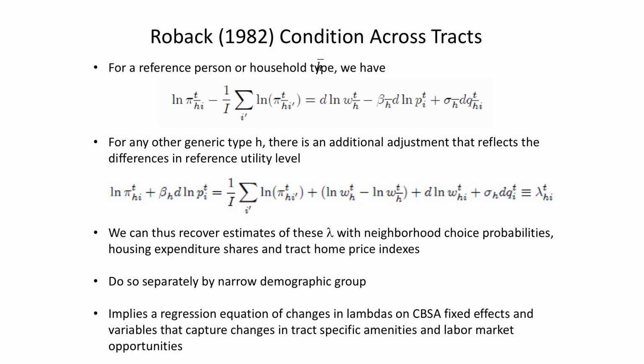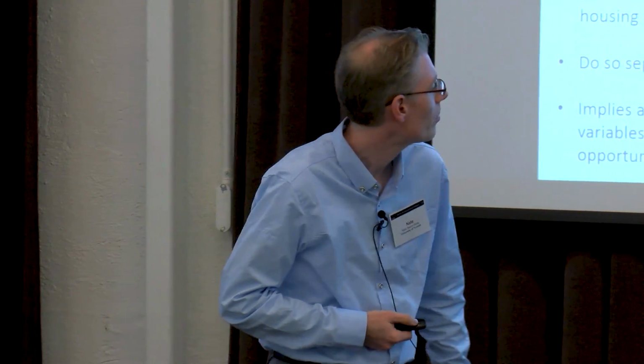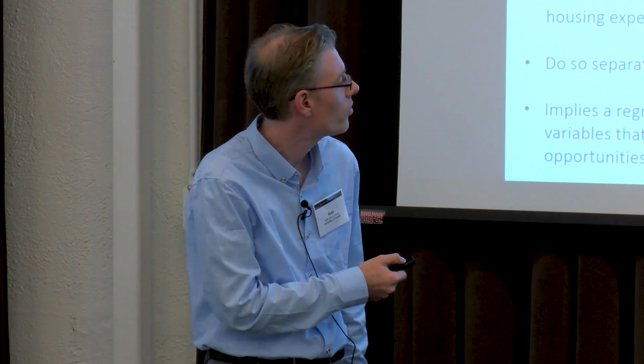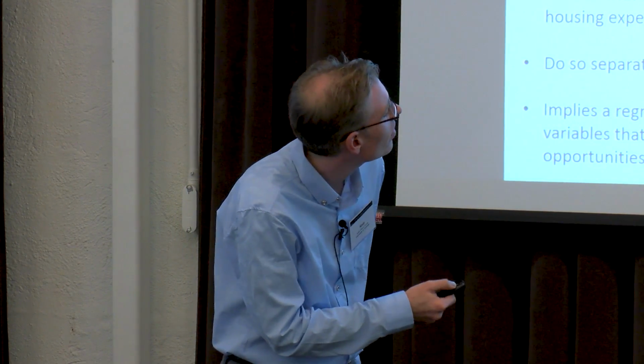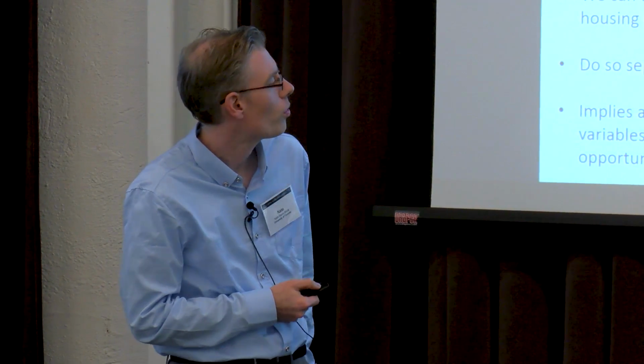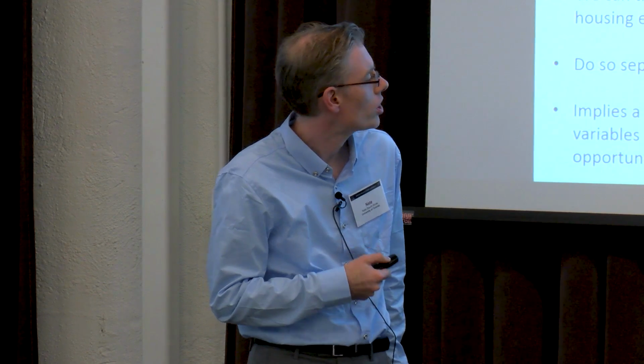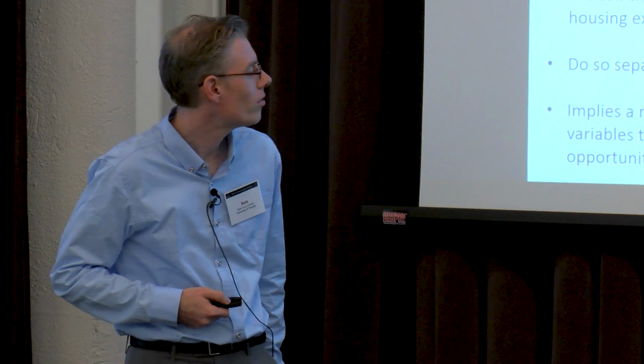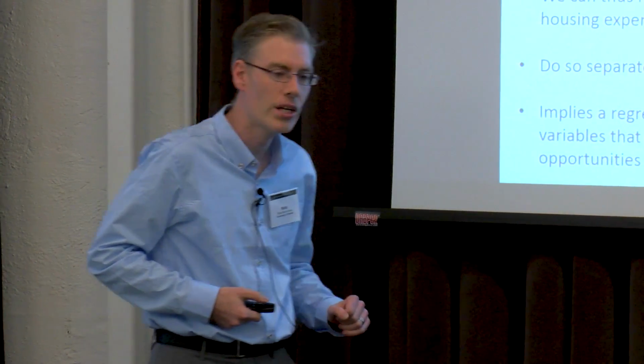plus some house price index times the housing expenditure share on this stuff, and learn about the marginal utility of these things and perform a decomposition. Okay. So the first step is to recover estimates of these lambdas with the neighborhood choice probabilities and housing expenditure shares and tract home prices by narrow demographic groups.